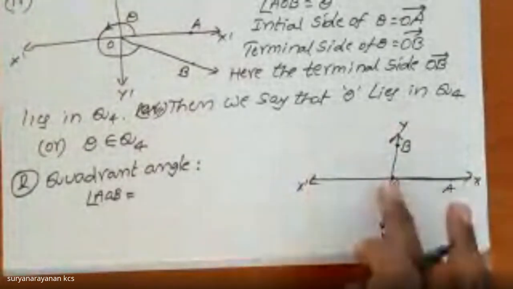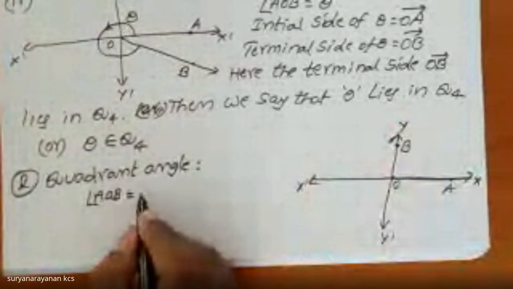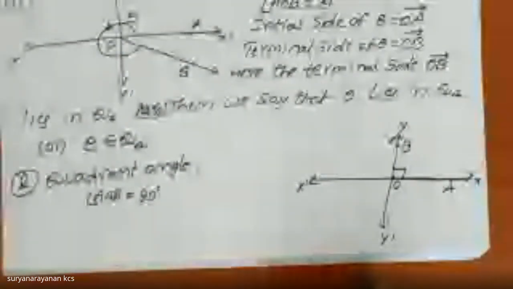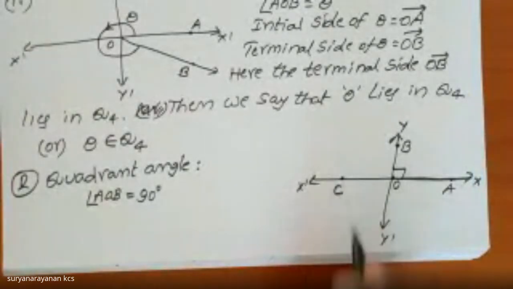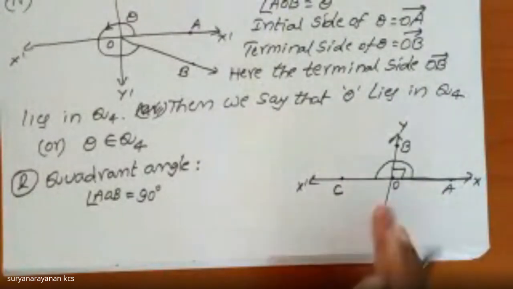What is the measurement of angle AOB? Very good, my dear Richard. Very good, my dear Percy. Very good, 90 degrees. Suppose the terminal side of this angle is OC. Let us consider that after rotation, this is the terminal side.